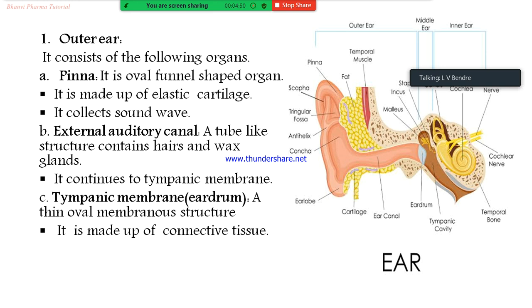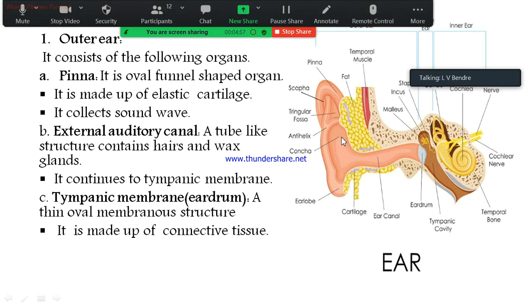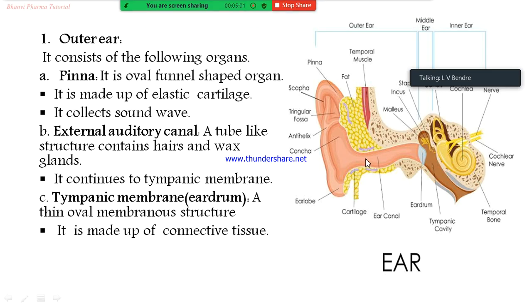The function of the pinna is that it collects sound waves. It collects sound waves from the atmosphere and directs them to the auditory canal.